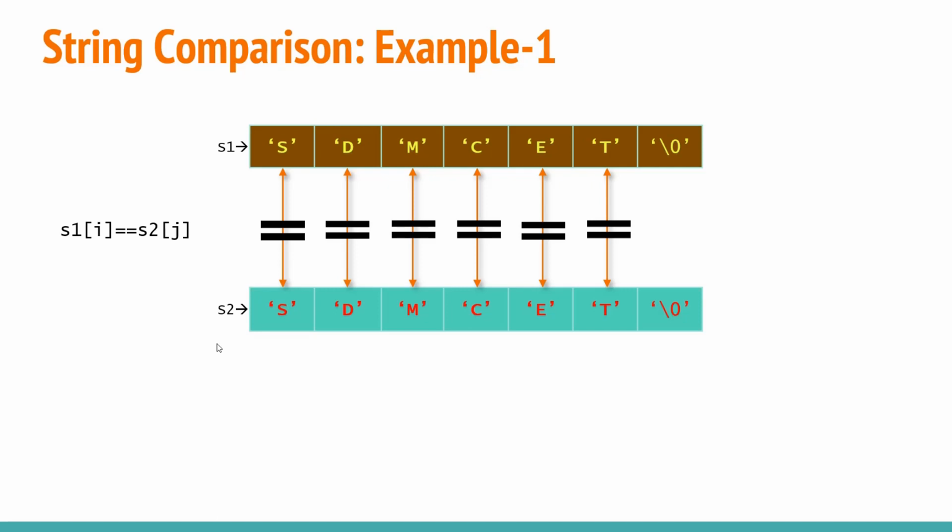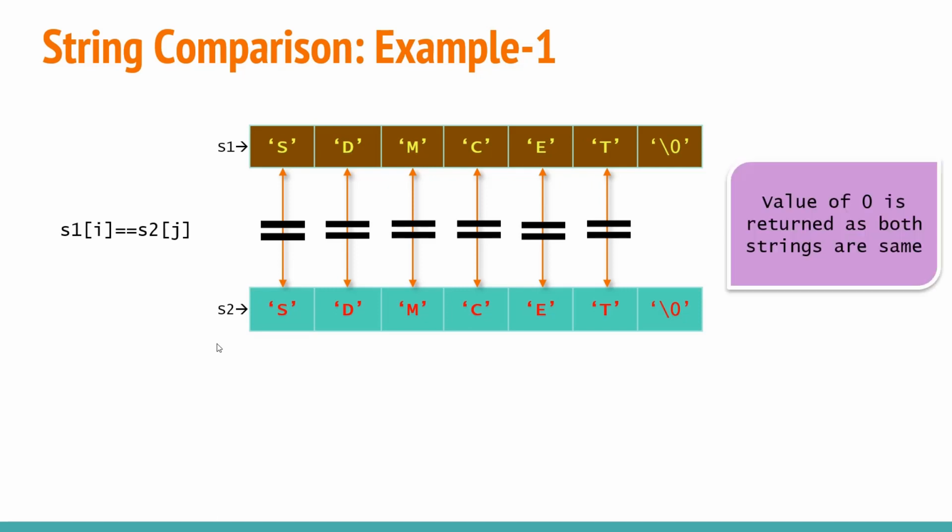So when I reach backslash 0 and all the elements of S1 and S2 are equal, then you conclude that both strings are same and hence a value of 0 is returned. Of course, you need not compare backslash 0 with backslash 0. It's of no need. So this is how string comparison works if the strings are same.